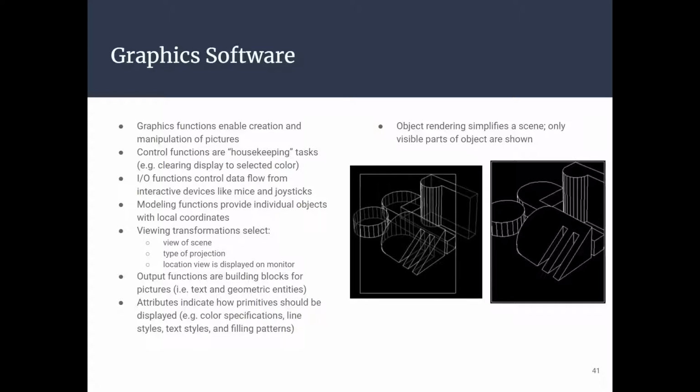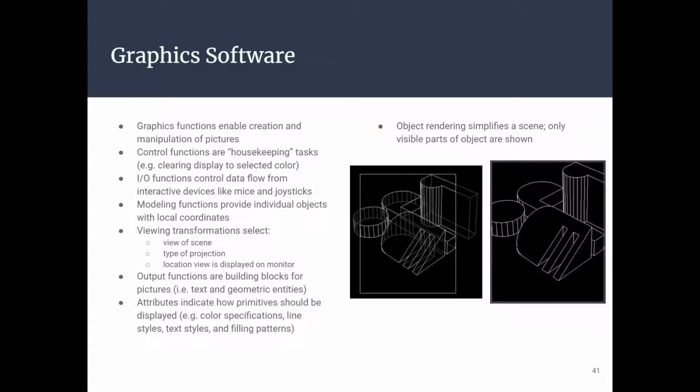View transformations will select the view of the scene, the type of projection, and the location a view is displayed on the monitor. Output functions are building blocks for pictures, for example, text and geometric entities. Attributes indicate how primitives should be displayed, for example, color specifications, line styles, text styles, and filling patterns.